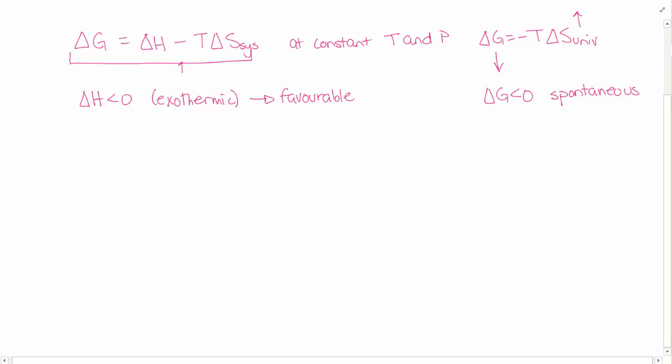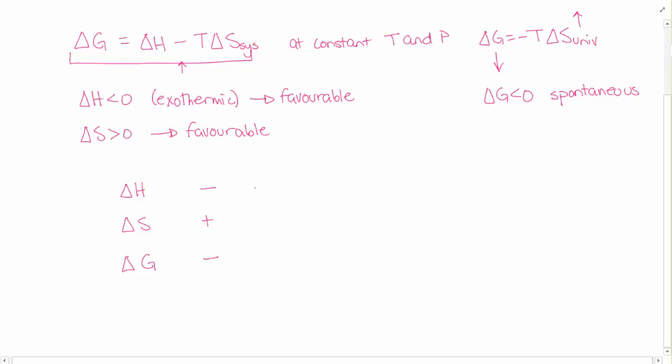Because there's a negative sign here, a positive entropy change in the system will contribute towards a negative delta G. So when delta S is greater than 0, this is favorable as far as contributing towards a spontaneous reaction. So if delta H is negative and delta S is positive, then delta G will be negative.